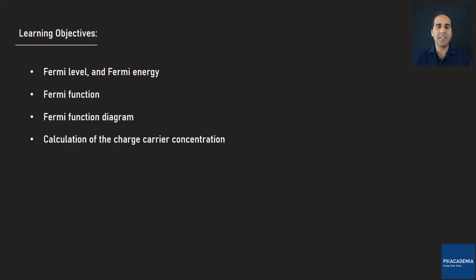By the time you finish this lesson, you will learn the Fermi level and Fermi energy, Fermi function diagram, and the calculation of the charge carrier concentration. In the previous lectures, the concentration of the charge carriers, electrons, and holes was discussed, and we were able to calculate the concentration of intrinsic carriers using this equation. In this lecture, I want to discuss the calculation of the charge carrier concentrations in more detail. For this, we need to familiarize ourselves with the Fermi level and Fermi function concepts.